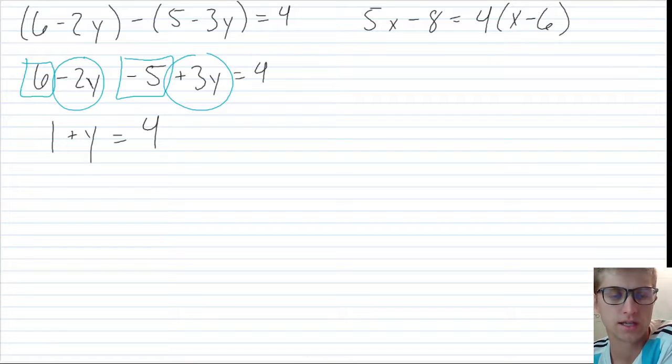What's happening to y? It's being added by 1. The opposite of addition by 1 is subtraction by 1. What we do to one side, we'll do to the other. What we're left with is y. 4 minus 1 is 3.